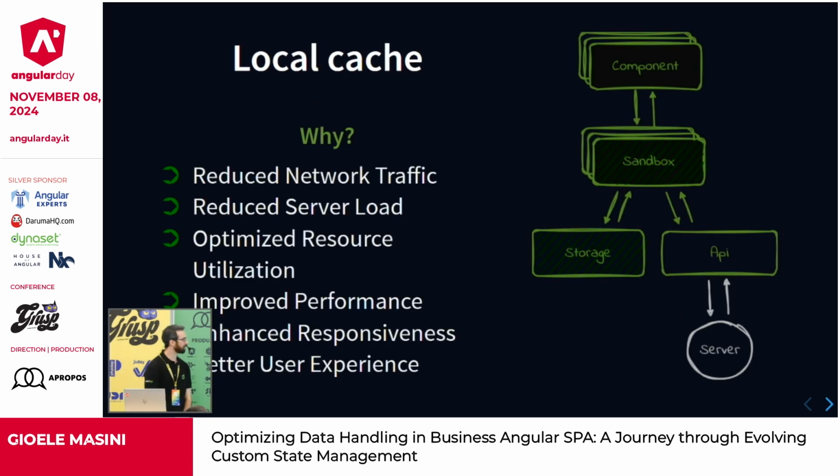Why is local cache useful? Because obviously it reduces network traffic and also reduces server load. This way we use optimized resources, and our applications, both in front end and in back end, improve their performances. This way our users also have a better user experience because our front end is really faster rendering its user interface.